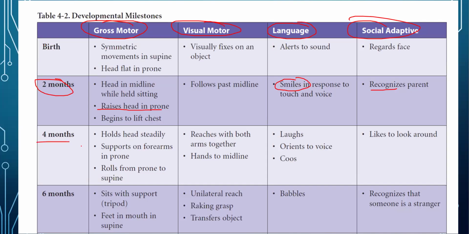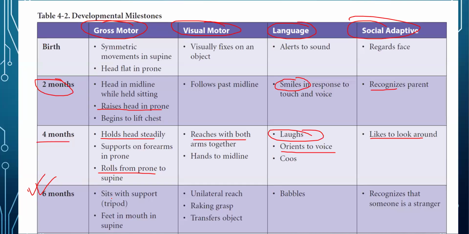4-month-old, they hold their head steadily and they can roll from prone to supine position. And 4-month-old can also reach with both arms together. They laugh, they orient to voice, and they start to look around. None of these are very important for exam. 6 month is very important.